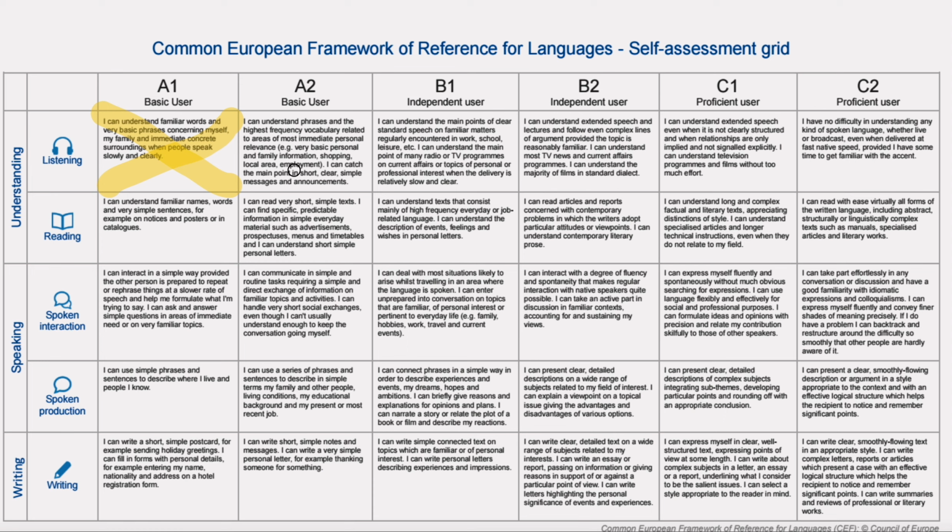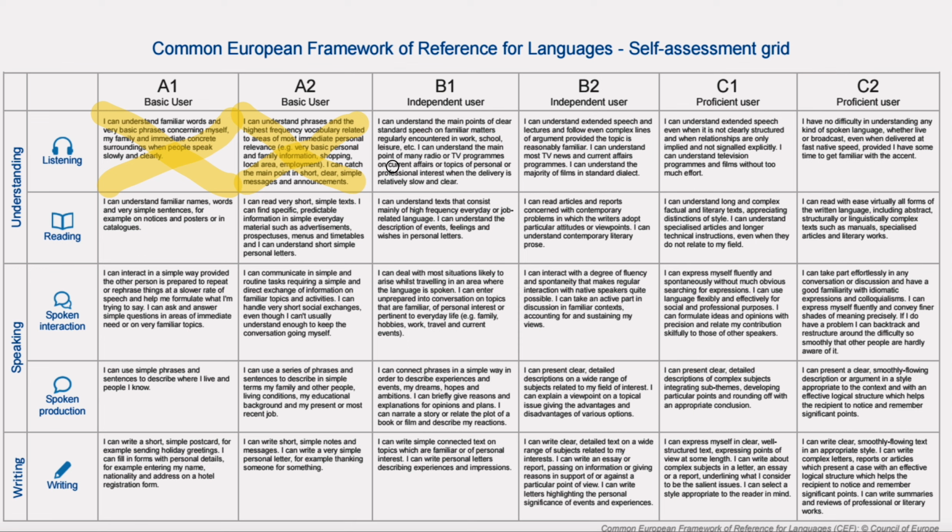A2: I can understand phrases and high-frequency vocabulary related to areas of most immediate personal relevance. I would say on this, I watched La Casa de Papel in Spanish, and I understood most of the cuss words. So that's definitely A2. And I have a couple of people I follow on YouTube that talk about stuff I'm interested in, and I seem to understand most of what they're saying, though certainly not every word. So I would almost put myself at A2 here.